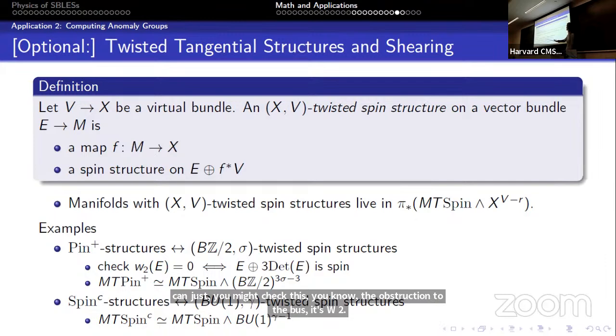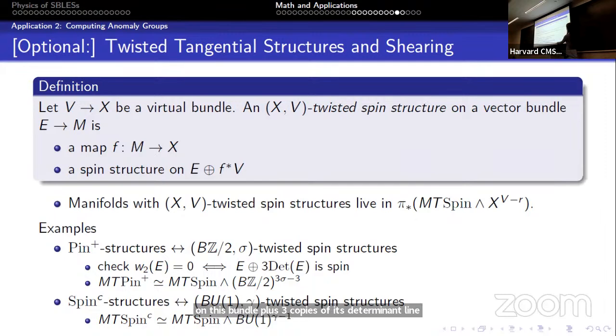Similarly, Spin-C is a twist of spin bordism with respect to the tautological bundle over BU1. So this is something we've been using implicitly throughout, and I just wanted to make explicit how that comes together.